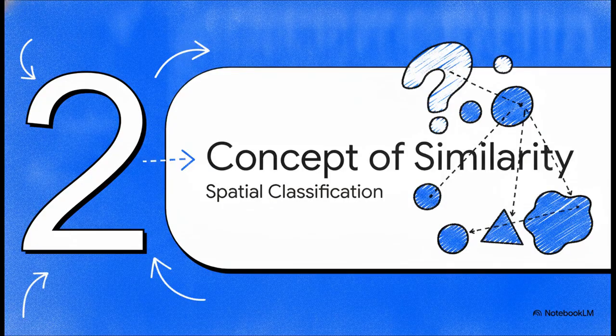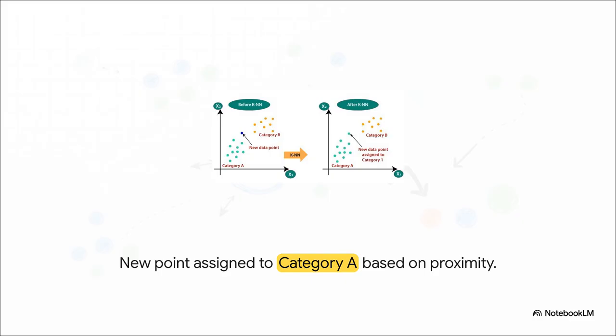Moving on to Section 2, the concept of similarity. So, if it's a lazy learner that makes absolutely no assumptions, how in the world does it actually measure the similarity of a brand new piece of data? Well, think about it like this. If we plot category A in green and category B in yellow based on their features, what happens when a new, unassigned blue data point just shows up? The algorithm judges that new point by looking at the closest neighbors surrounding it in that spatial layout. Because it physically lands closer to the green group, bam, it's assigned to category A.